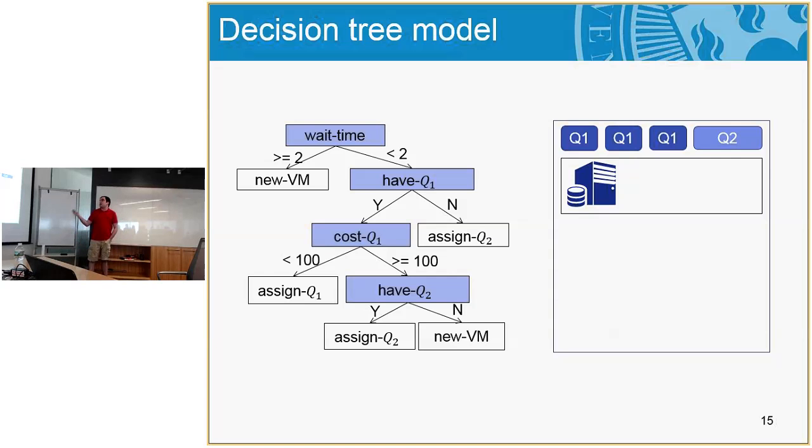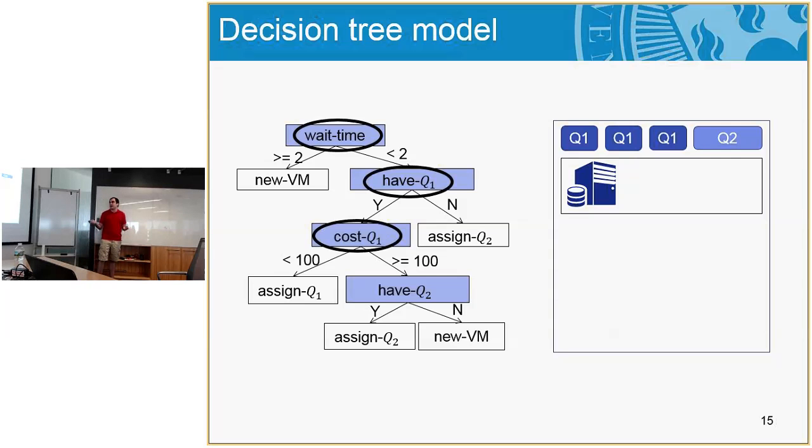Basically, the way that you read this is you look at the current state of your setup, you extract the blue nodes, and then you follow the right lines. So probably best explained through an example. Right now, we've got one virtual machine, and all of our queries are unassigned. So the first thing we say is, all right, what's the wait time of the current virtual machine? It's 0, so we know it's less than 2, so we proceed to the right. Next, we ask, do we have a Q1 that is unassigned? Indeed, we do. Then we ask, is the cost of placing that Q1 less than 100 or greater than 100?